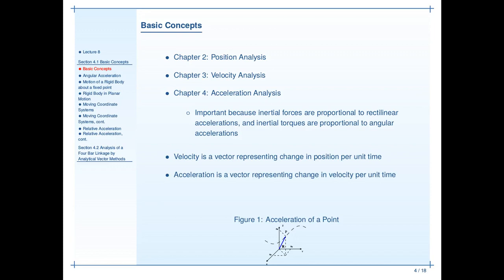In Chapter 3, we did something similar with velocity, just noting that the velocity is the first derivative of the position. And again, with a 1 degree of freedom mechanism, if we know the velocity of one link, we can find the velocities of the others. In Chapter 4, we're going to be carrying those same concepts forward to look at acceleration.